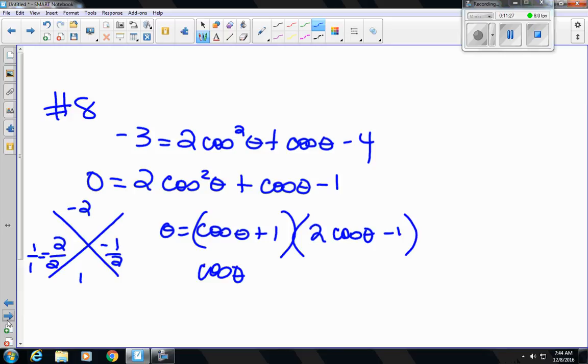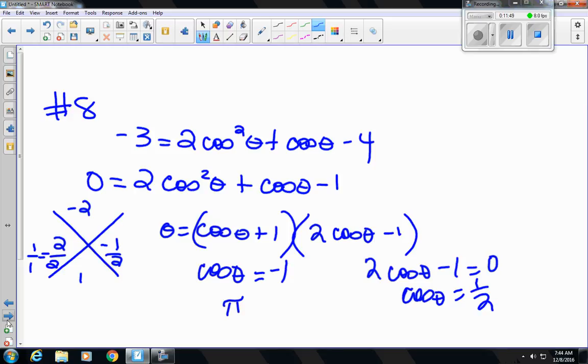So I need to know, where is the cosine of theta equal to negative 1? Where does that happen? Pi. All right. Now this becomes 2 cosine of theta minus 1 equals 0. Oops. And so cosine of theta equals 1/2. So where is that? 60 degrees, and I need for it to be positive.